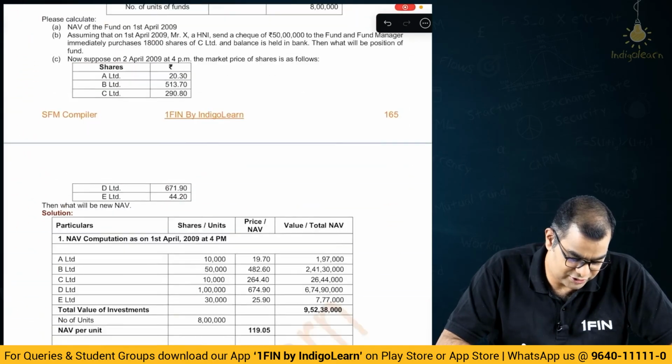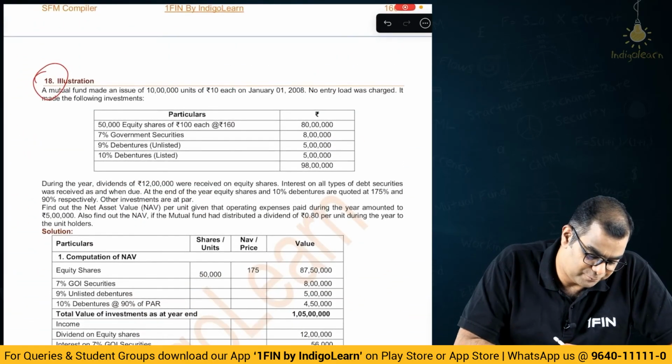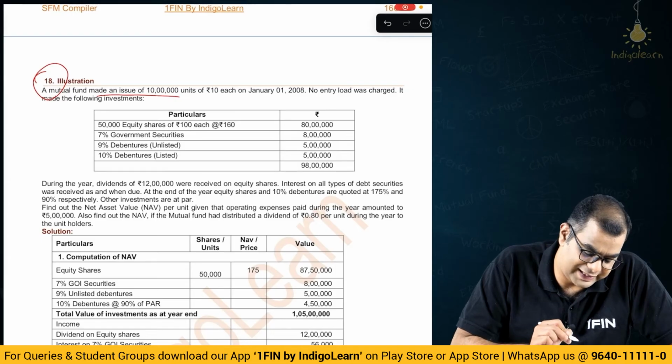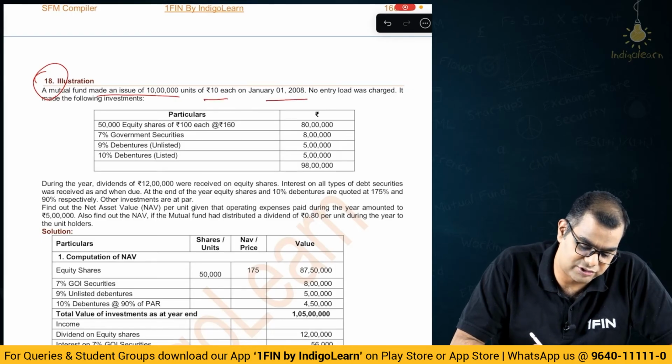Let us move to the next question. Let us look at this question. A mutual fund made an issue of 10 lakh units of 10 each on 1st January 2008. No entry load was charged. Very good. It made the following investments.